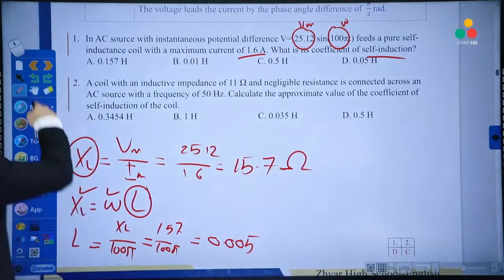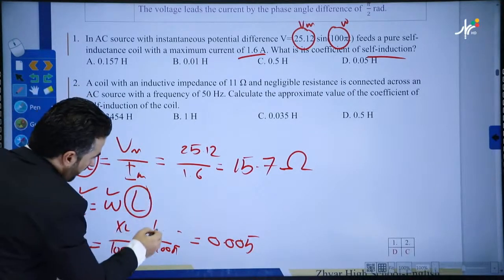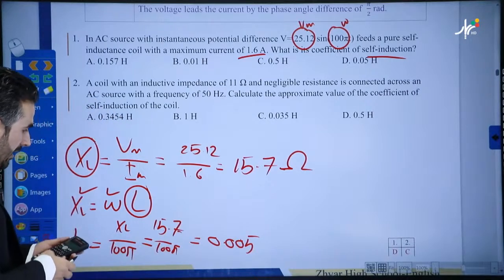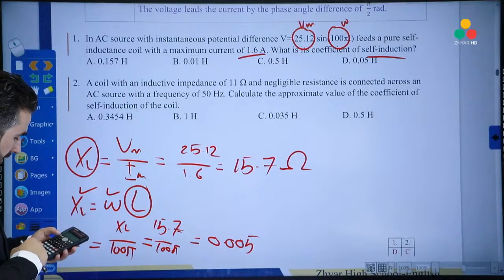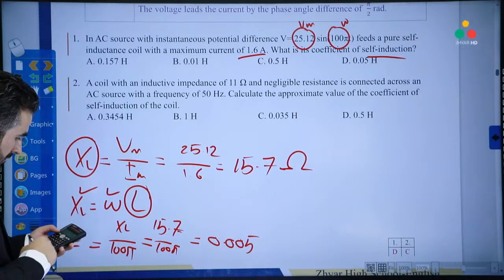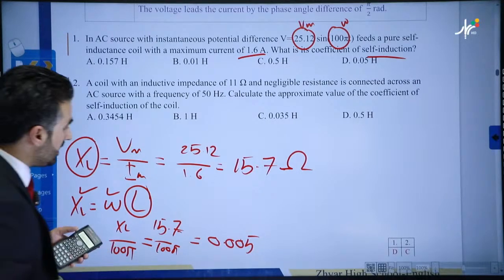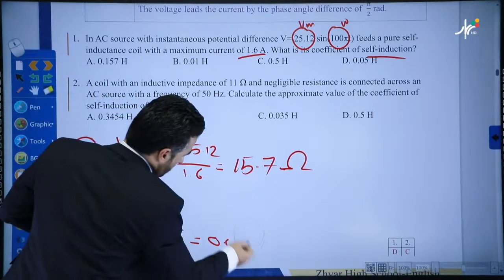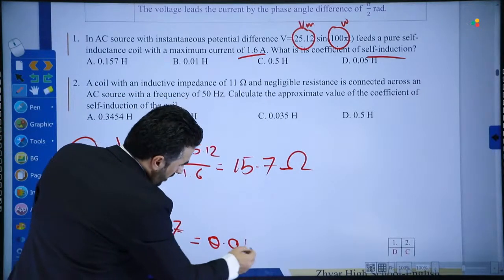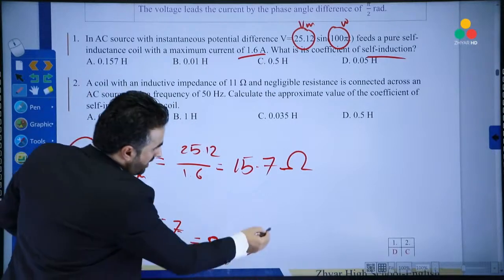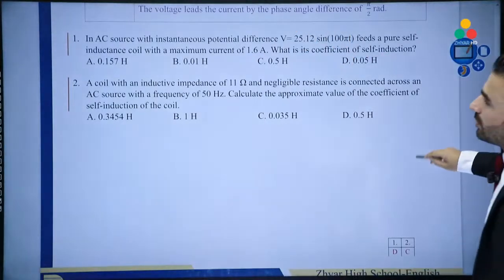And then, of course, now 15.7 divided by 100 pi. All right, now it is going to be 0.049. So by rounding, of course, we have 0.05. That is in Henry here. So of course now we can say the correct option is answer D here.